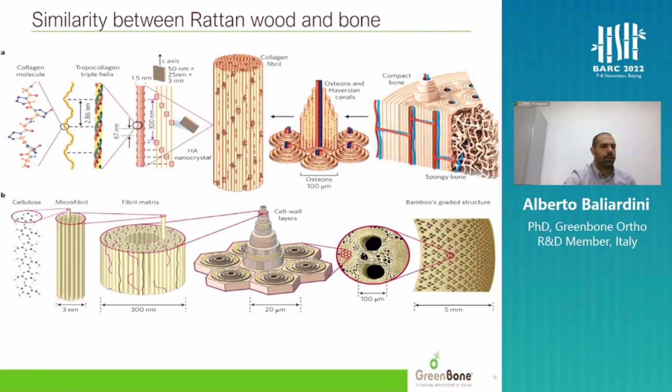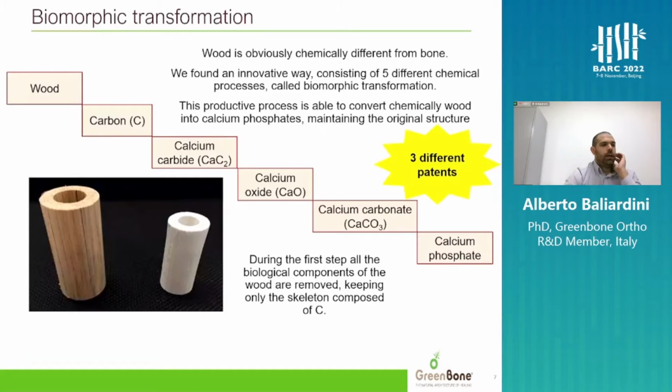As you can see, the structure is truly extremely complex, and current engineering techniques such as 3D printing do not allow us to get to the same level of detail with nanometer size structures. Once selected the wood, we solved part of our problem, as we found a 3D structure similar to bone. However, the chemistry of wood is obviously different.